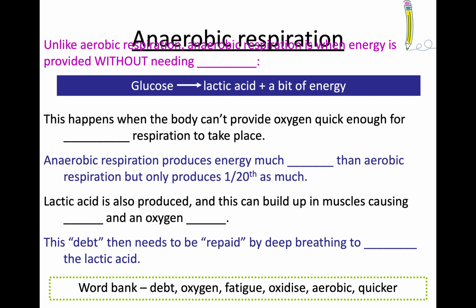Okay, so next thing. I've given you two, see if you can work out the rest. Anaerobic respiration produces energy much dash. Lactic acid is also produced, and this can build up in muscles, causing dash and dash. The debt, which I haven't covered with you, I'm going to do that now, that needs to be repaid by deep breathing to dash.